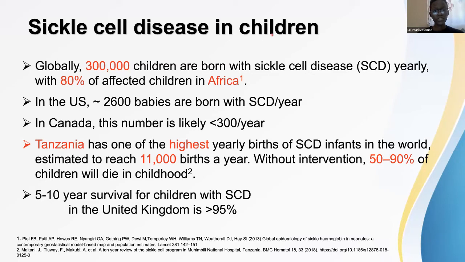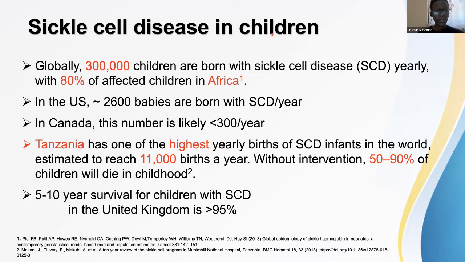Sickle cell disease in children. Globally, 300,000 children are born with sickle cell disease every year, with 80% of the affected children in Africa. In the US, approximately 2,600 babies are born with sickle cell every year. In Canada, this number is likely less than 300 per year.